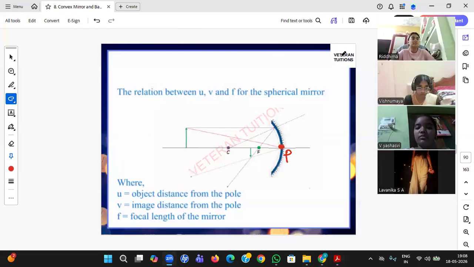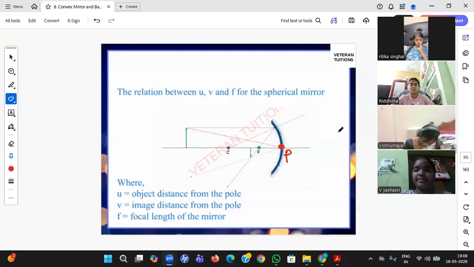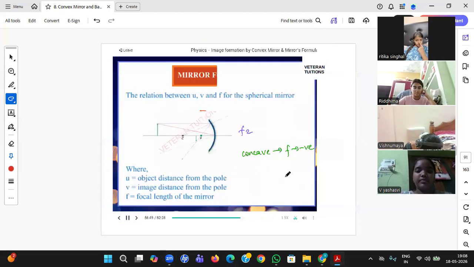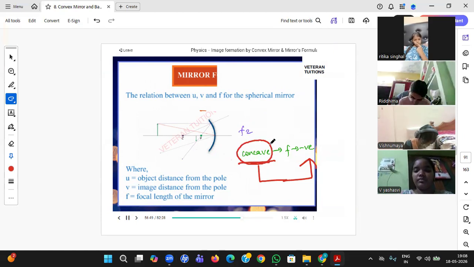The focal point is left of the origin or right of the origin? Left of the origin. Does left mean negative or positive? From the origin, left is negative. So please write, students: concave means always negative. Again, I'm not writing "mirror" here intentionally, because for lens also it is negative. So please write: concave focal length always negative.